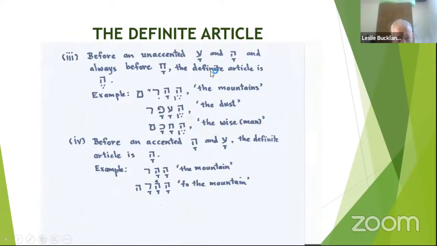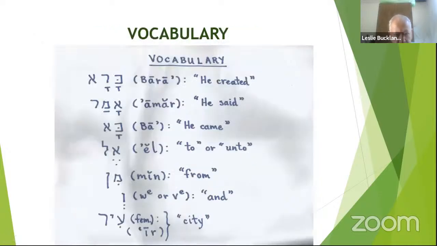And before an unaccented ha and a, it has to be a segol as the vowel, an e under the he. And before an accented a and ha, the definite article must look like this, he followed by kamis. Now I know this is difficult to remember, but you'll have to read it over and over again to get it in your mind. Now we turn our attention to vocabulary.